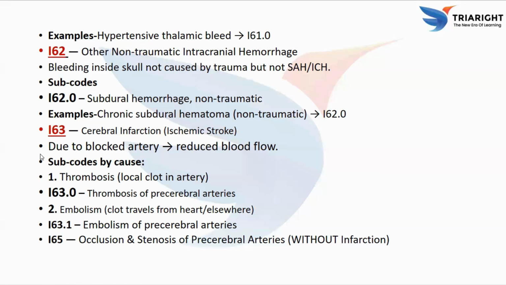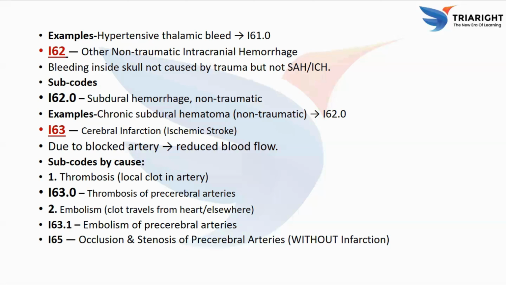So next, I63. What do you mean by I63? It's a cerebral infarction, nothing but ischemic stroke. A part of the brain dies because the blood flow is blocked. This is called cerebral infarction. What is the mechanism of this one? Thrombosis and embolism. Thrombosis is a local clot, right? A clot forms right in the artery. So for thrombosis of precerebral arteries, you have to assign the code I63.0.